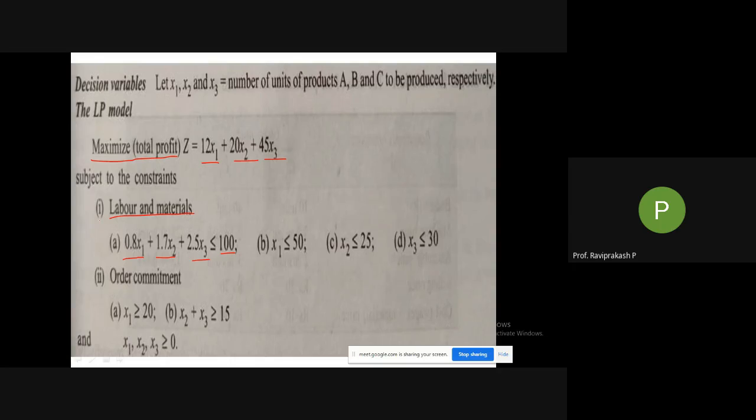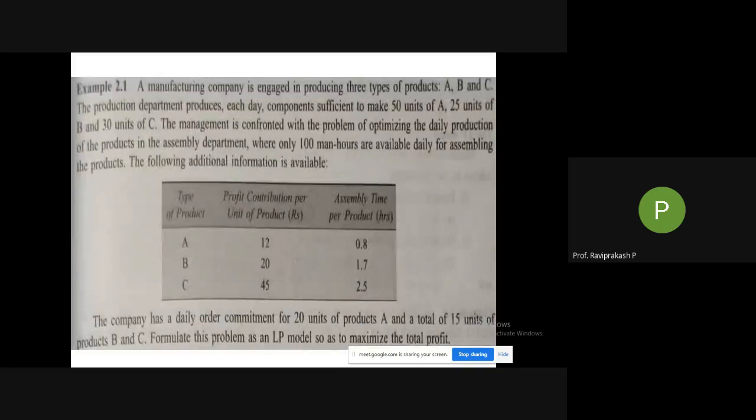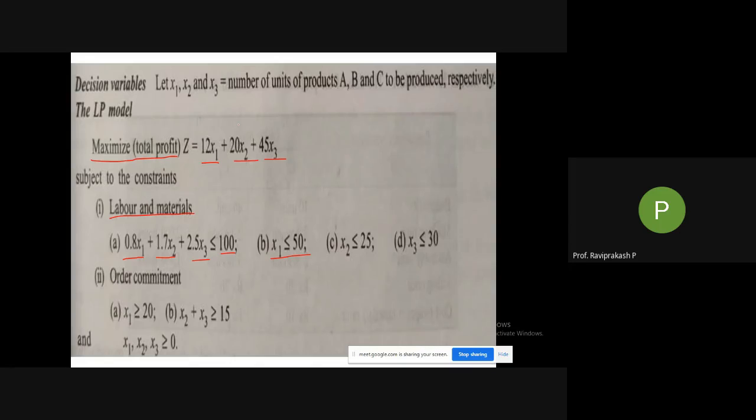Second one, if you see about materials, what is the maximum capacity? If we go back here, what are the components sufficient for? Each day the components are sufficient to make 50 units of A, 25 units of B and 30 units of C. These are separately given, so they will be separately taken. x1 less than or equal to 50, x2 less than or equal to 25, and x3 less than or equal to 30. So this is my total production capacity.